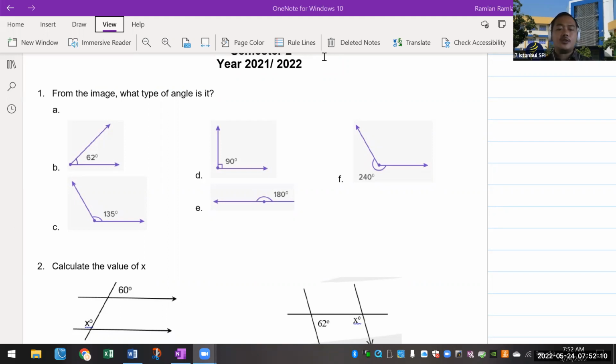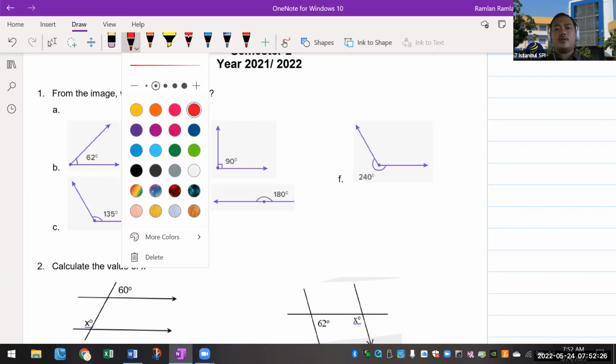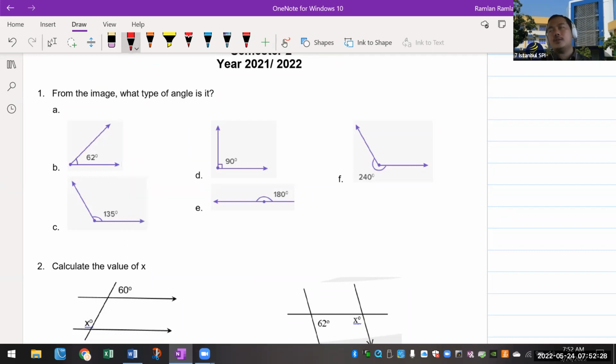I'm just going to start with the first question from the review. Before we go to the answer for number one, I just want to remind you that for the topic of angles, there are a couple of theories that you need to understand. Whenever you find any kind of case, just go back to the theory.